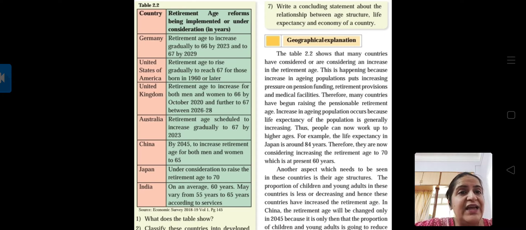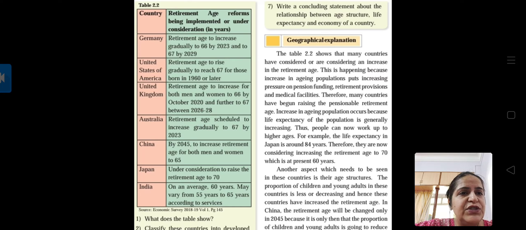Now, for example, the life expectancy in Japan is around 84 years of age. So that's what, if you all see, in comparison to the other countries, Japan's retirement age goes up to 70. Rest are considering 60 to 67. Another aspect, therefore, they are now considering increasing the retirement age to 70, which at present is 60. So you know the reason behind why Japan is increasing the retirement age.